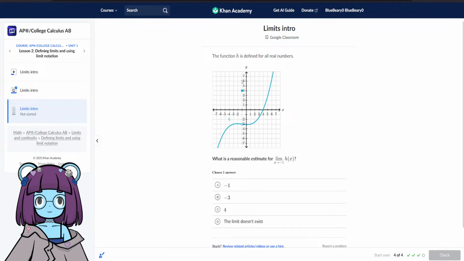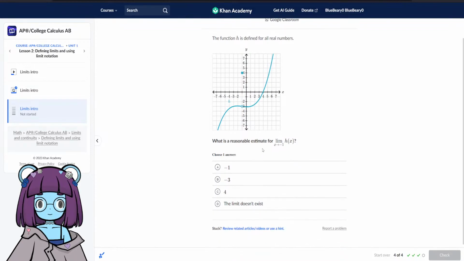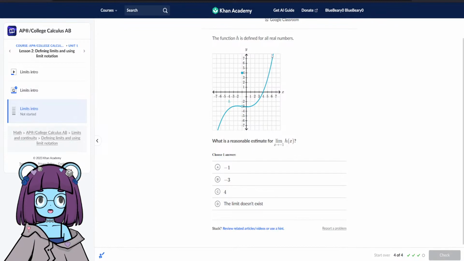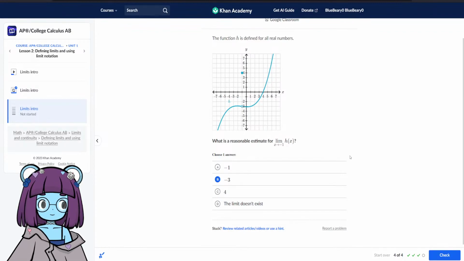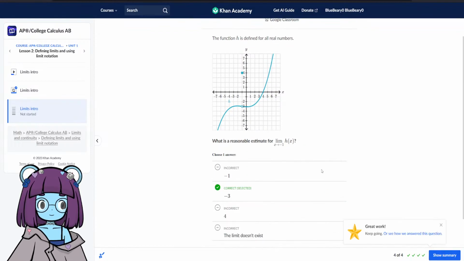Next question, our last question for this particular limit section. There's more limits later. The function h is defined for all real numbers. What is a reasonable estimate for the limit of h of x as x approaches -1? So from the left side, it will approach -3, and from the right side, it also approaches -3. So I assume that it is -3. Yay!